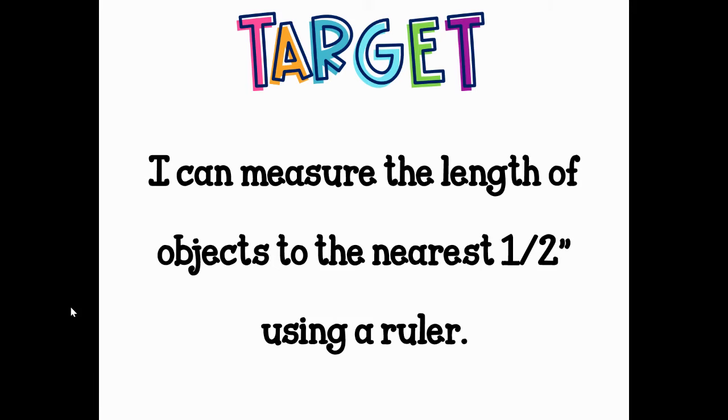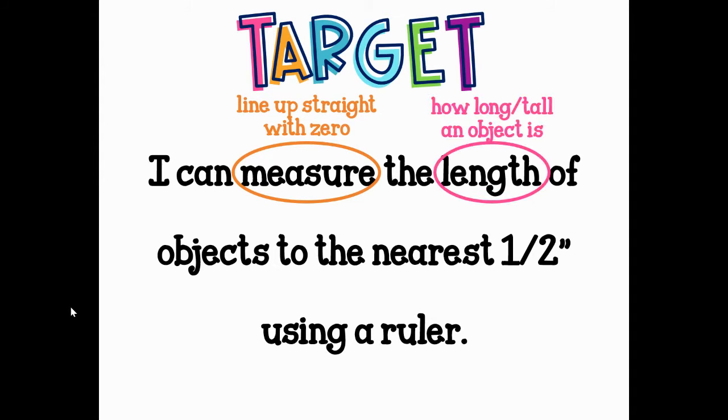Today's target: I can measure the length of objects to the nearest 1/2 inch using a ruler. When we measure objects, we need to line it up with the 0 on a ruler, which is usually the edge. And the length of an object is talking about how tall or long an object is.